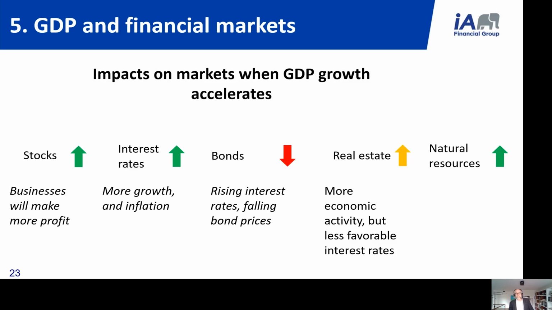Real estate, it's up arrow, but it's yellow instead of green, because more economic activity means more demand for real estate, but higher interest rates is a headwind for real estate too. So net is positive, but that's less strong than the other asset classes. And the natural resources, well, more production equals more demand for resources. So metals, energy, more demand for that, so higher prices. So this is the link between GDP, its components, and the financial markets.